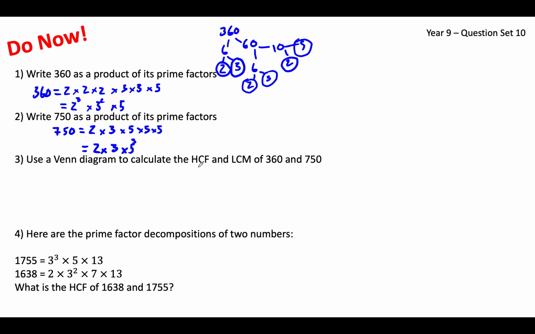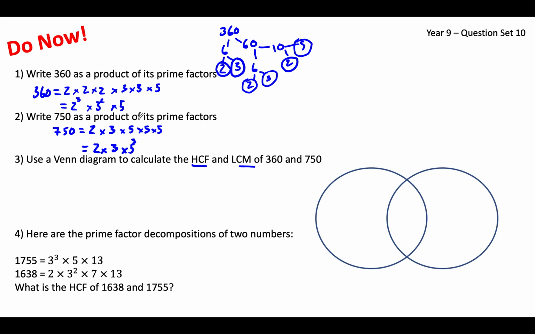Right. Use a Venn diagram to calculate the HCF and LCM of these two numbers. Well, that's the two numbers we just did, and that's a huge hint. The reason they got you to do the prime factors is because they now want you to do this. We're going to use one circle to represent the prime factors for 360, and the other one to represent the prime factors for 750, and we start with the ones that they share in the middle here. Anything they share can go in the center, so they both have a 2, so that can go in. They both have a 3, so that can go in the middle. And they both have a 5, so that goes in the middle as well.